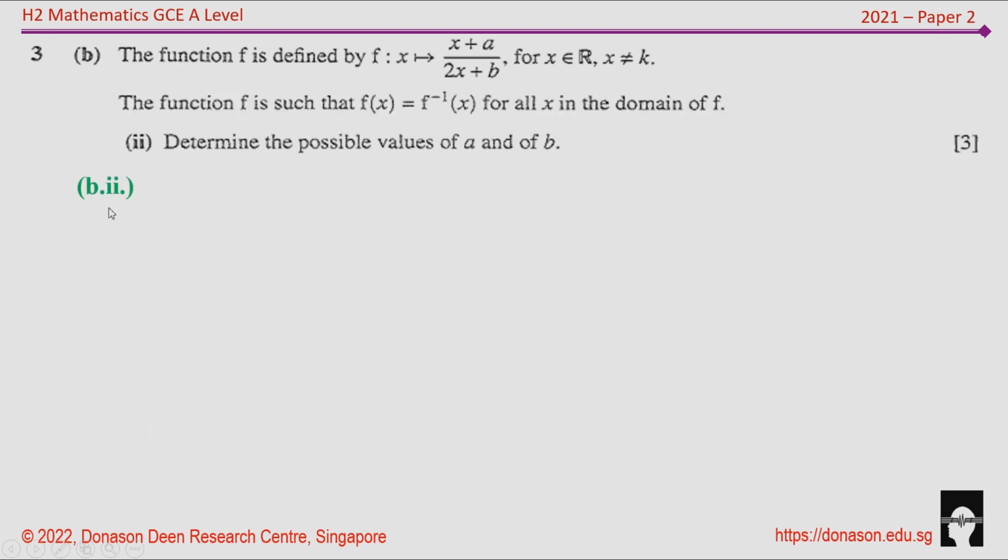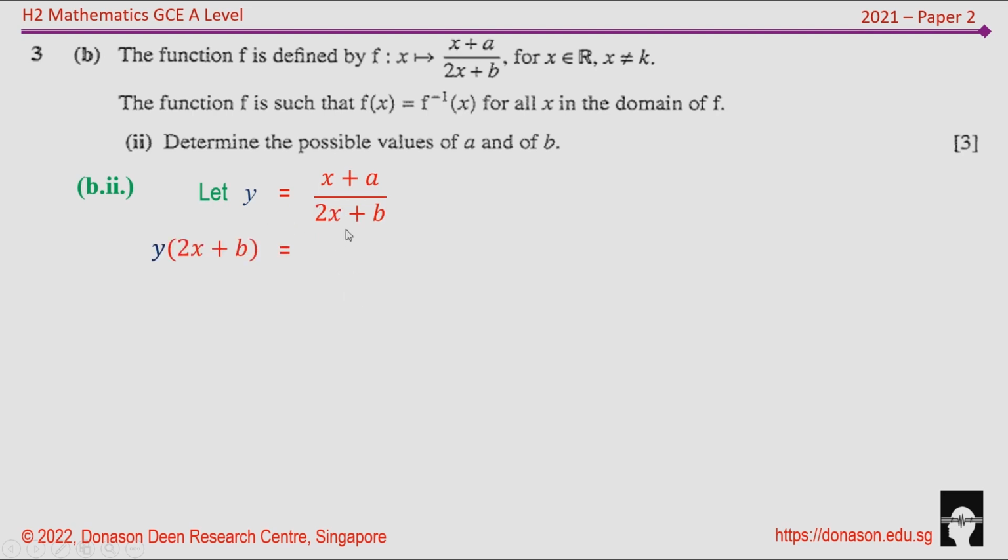Let's look at part b. The function f is such that f(x) is equal to the inverse function of x for all the values of x in the domain of f. Determine the possible values of a and of b. So how do we do that? Let's first find the inverse function. Let y = (x + a)/(2x + b). In order to find f inverse of x, we need to make x the subject of this expression.